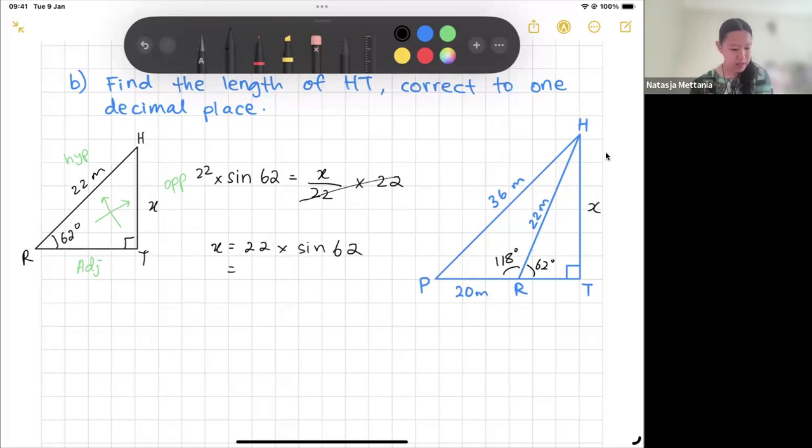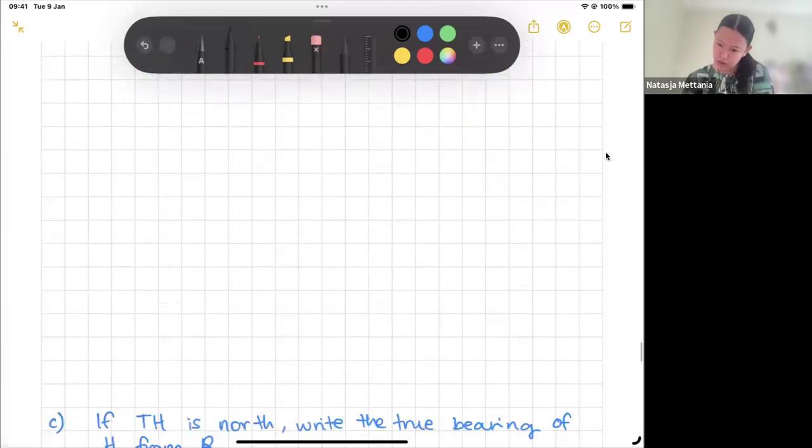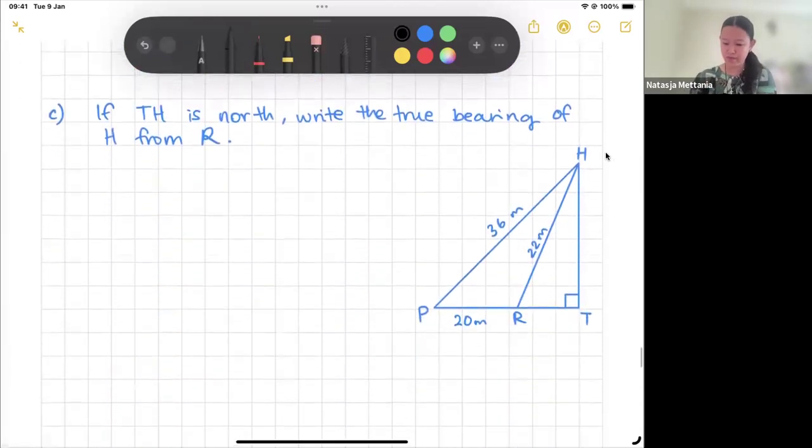Put that into the calculator, and you should get, mind you, you need to round it to 1 decimal place, 19.4 meters. Making sure the units are included is important as you're talking about an application question. Okay, so that's question B. So now I know that this is 19.4 meters. Okay, got one more question left.